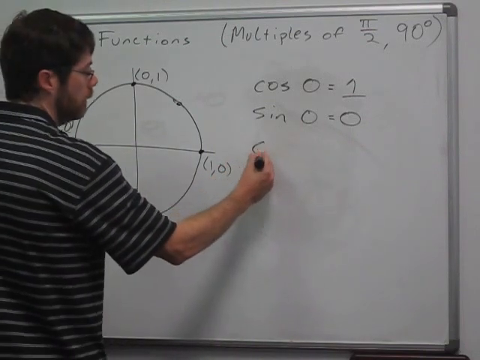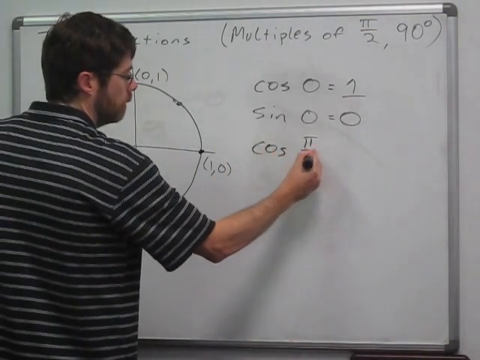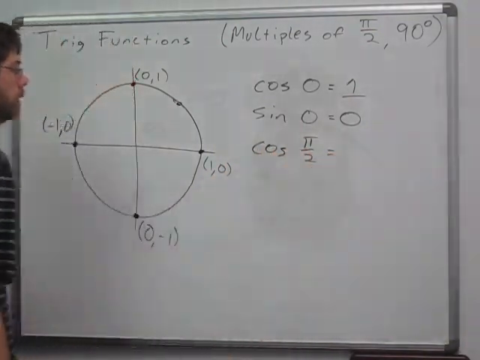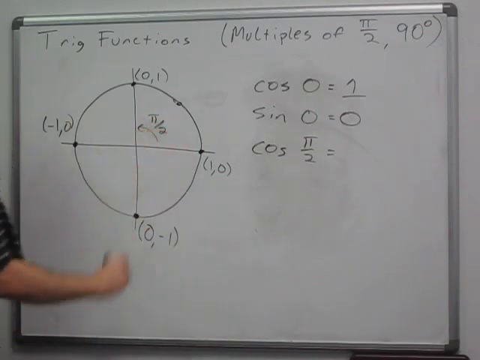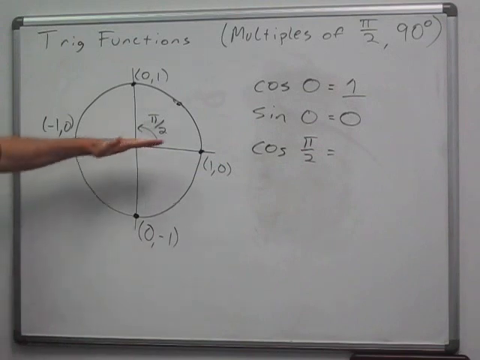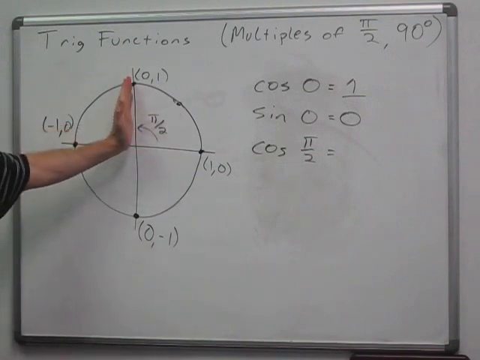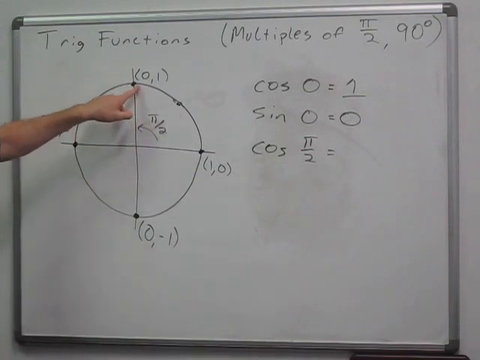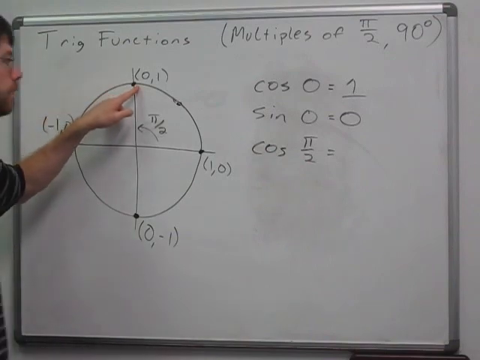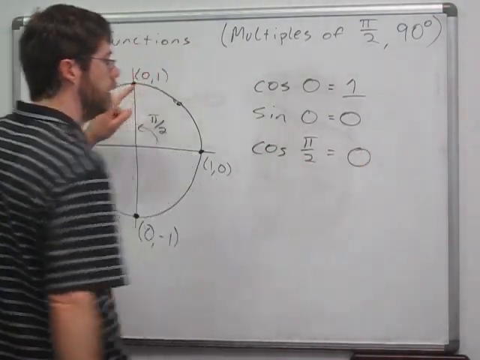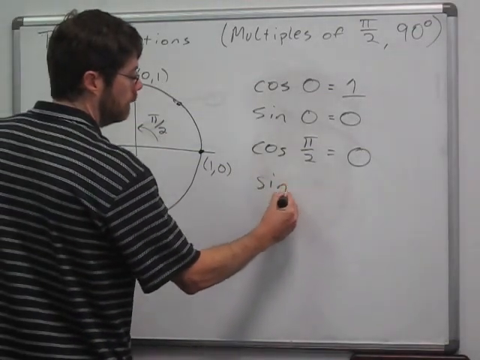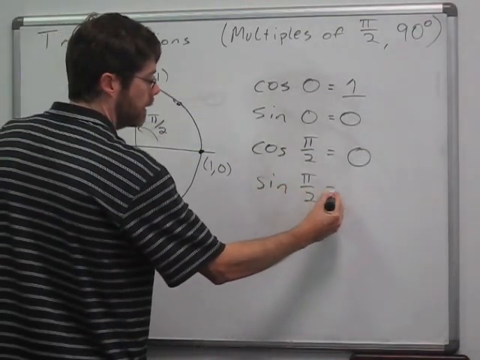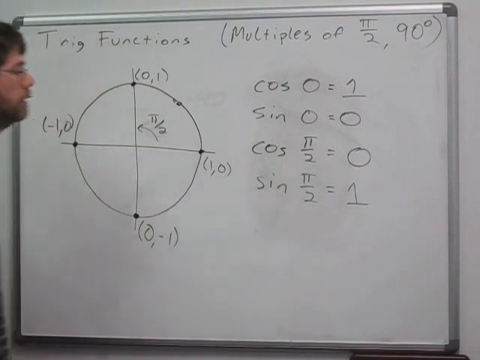How about pi over 2? Well, pi over 2 is a quarter of a revolution. So our terminal side will be pointing straight up. The point on our unit circle is 0, 1. So the cosine of pi over 2 is 0. The sine of pi over 2 is 1.